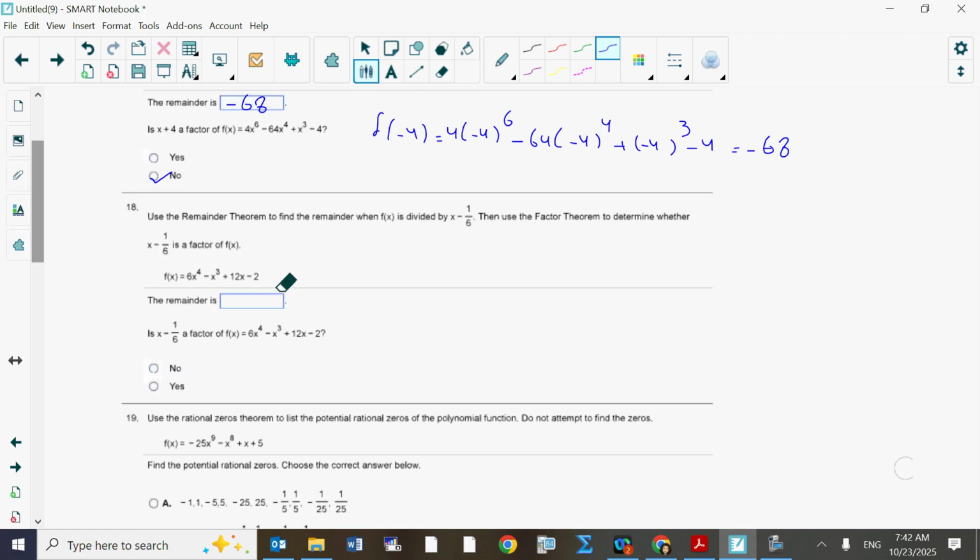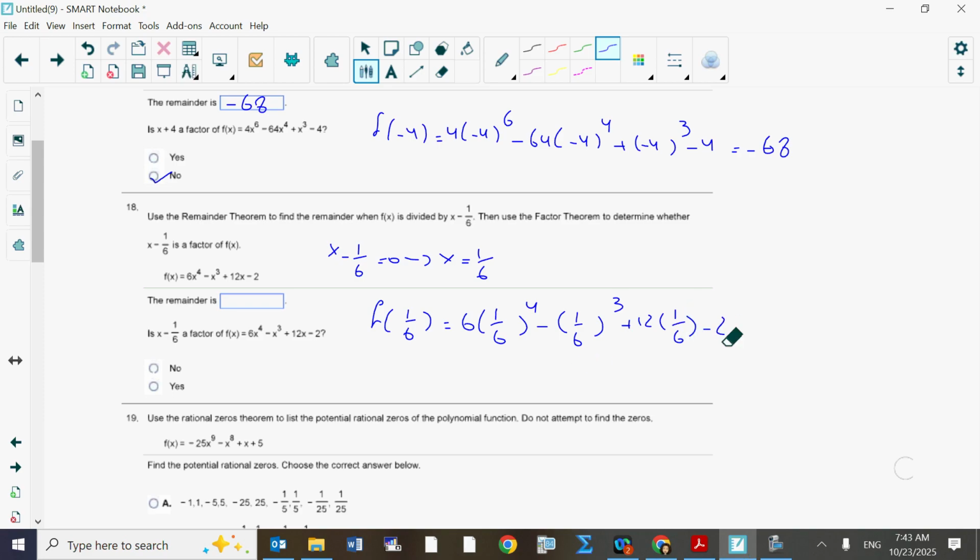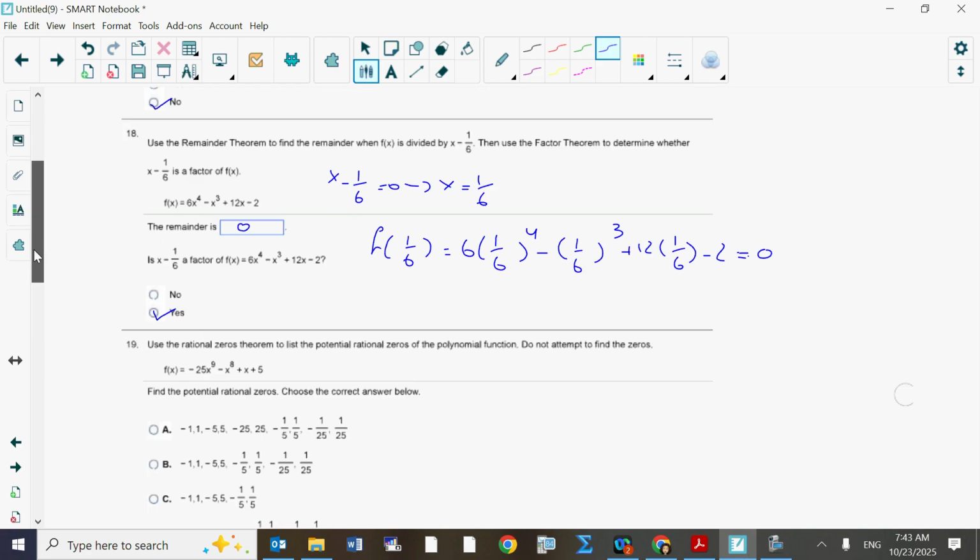We're going to do the same thing here. Instead of dividing the function by x minus 1 over 6, you set x minus 1 over 6 equal to 0, and x is equal to 1 over 6. Now find f of 1 over 6. 6 times 1 over 6 to the power of 4 minus 1 over 6 to the power of 3 plus 12 times 1 over 6 minus 2. When you calculate that, it's going to be equal to 0. So the remainder is 0, the function is divisible, and this is a factor of the function.